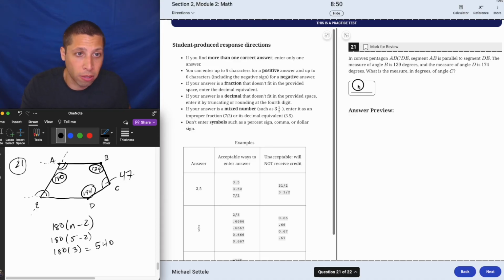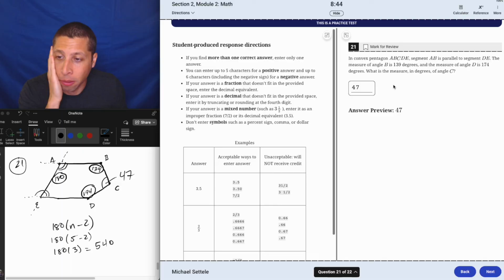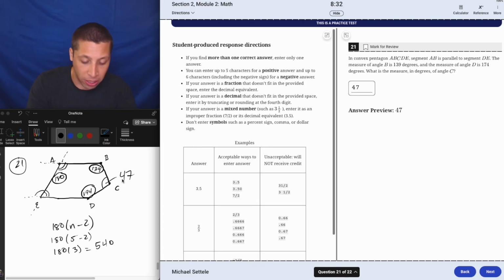Ooh, tough question. Most people are going to have trouble with that. I'm confident in my answer, right? 180. I did what I was told. 47 is left. Right? I guess I could add them back up and make sure I get to 540. 147 plus 139 plus 174 plus 180, 540. Yeah, that's tough. That's going to bother a lot of people.